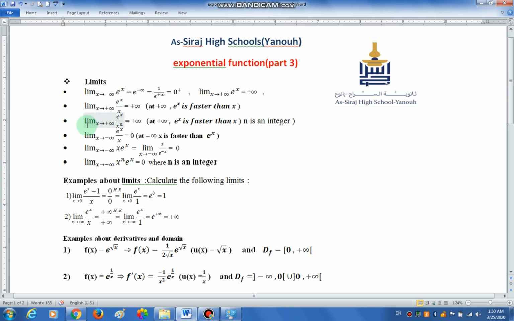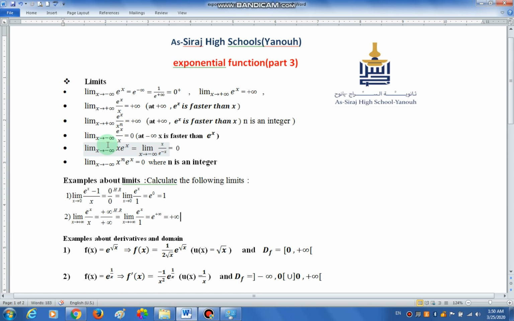The same thing happens here. Limit of e^x over x power n is equal to plus infinity. When x goes to plus infinity, e^x goes to plus infinity, and x power n is still on the way. So that's why the answer is plus infinity for the same reason. What is the reason? e^x is faster than x when x tends to plus infinity, where n is an integer.